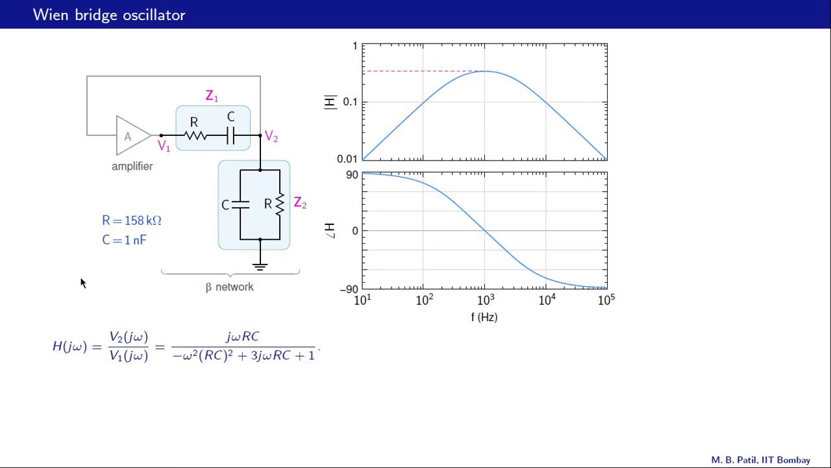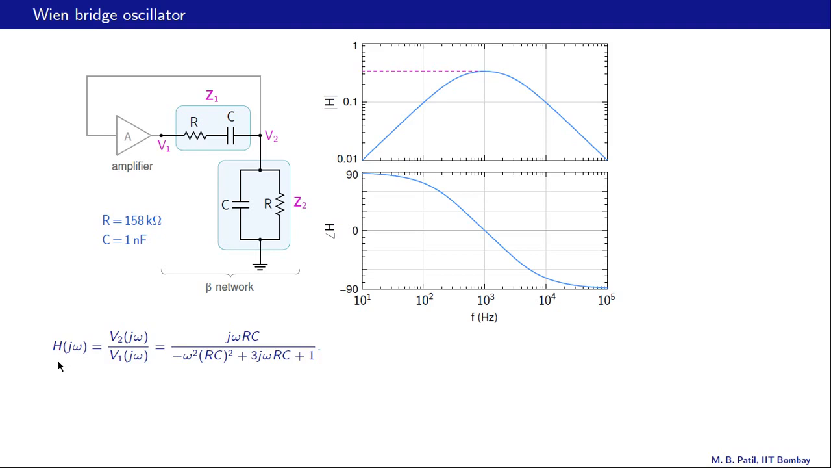Let us now look at the magnitude and angle plots for the transfer function of this beta network, and that is V2 by V1, the same as our beta of j omega. So this h of j omega is identical to what we have called beta of j omega earlier.